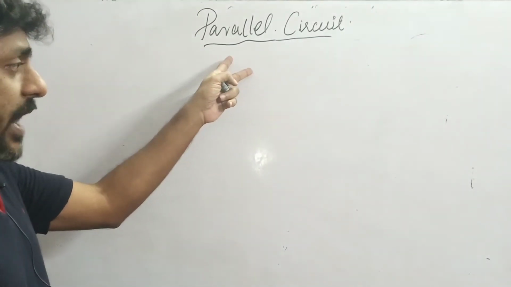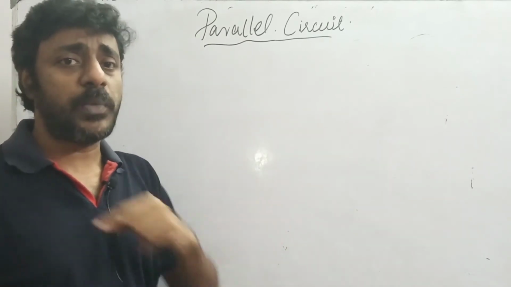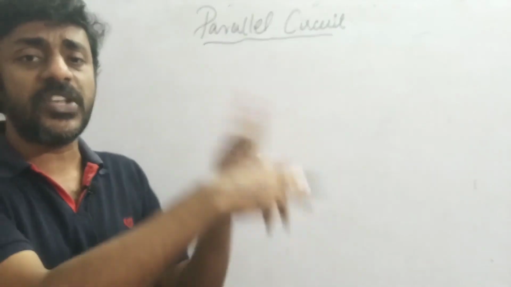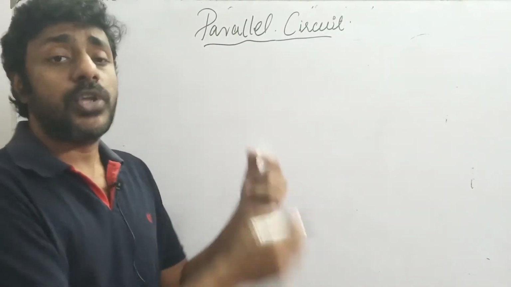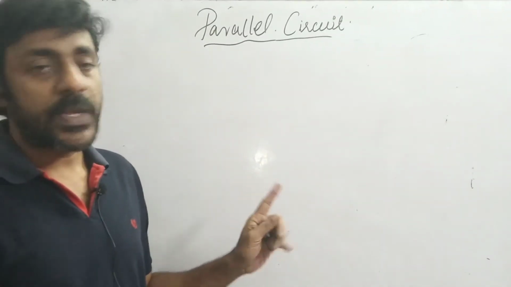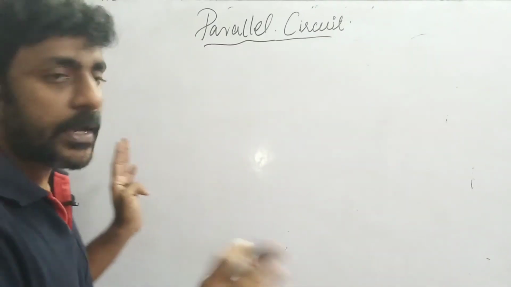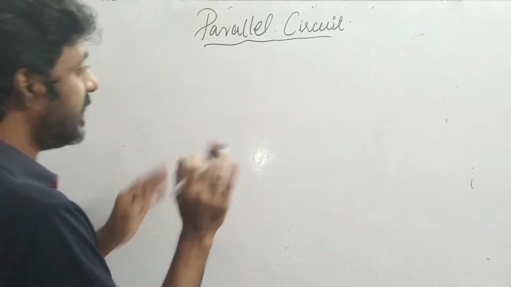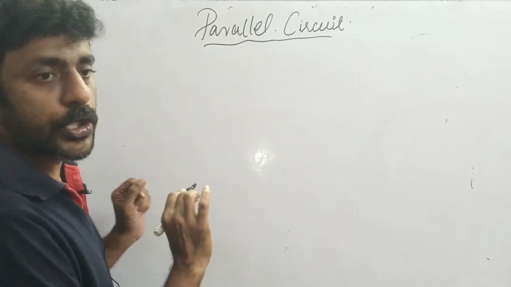In a series circuit the current will be the same, but the voltage values will be different. A parallel circuit is just the vice versa of a series circuit. So in the parallel circuit the voltage will be the same, but there will be different values of current. This is the basic difference between a series and a parallel circuit. So I'll first draw a parallel circuit.